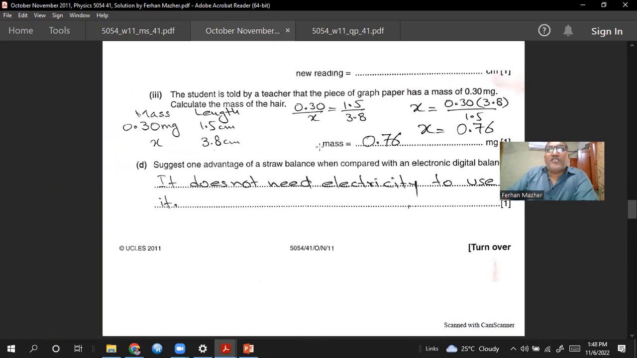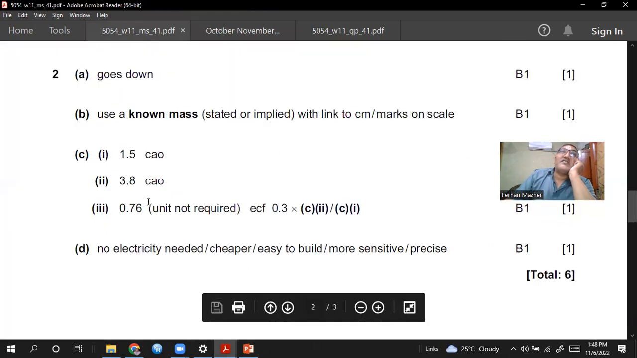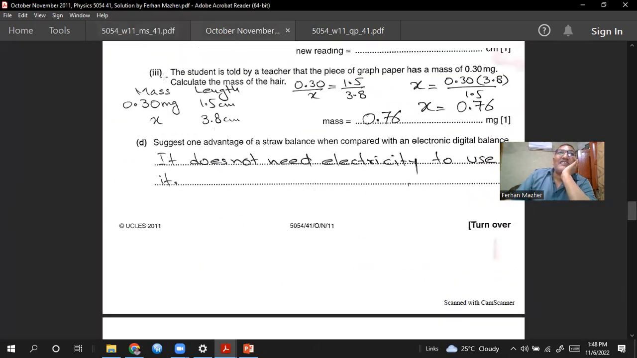So it will be 0.30 divided by x equals 1.5 divided by 3.8. When the straw moved down 1.5 centimeter, it was 0.30 milligram mass. And if the straw has moved 3.8 centimeter, how much is the mass? So just cross multiply. The x will be equal to 0.30 times 3.8 divided by 1.5. So it will give you 0.76 milligram, and that is the right answer. By chance I missed this part, now I have made it clear. So this is the proportion method which I have used.